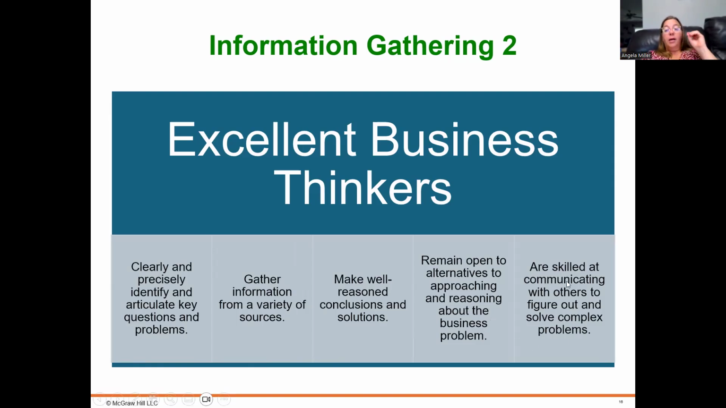Excellent business thinkers are also very skilled at communicating with others to figure out and to solve complex problems. And here again, it's about keeping an open mind, being understanding that there's more than one way to solve a problem, and that someone else's idea, whether you decide to use that idea or not, could trigger new ideas that will be better. So always, always be a good communicator and a good listener.